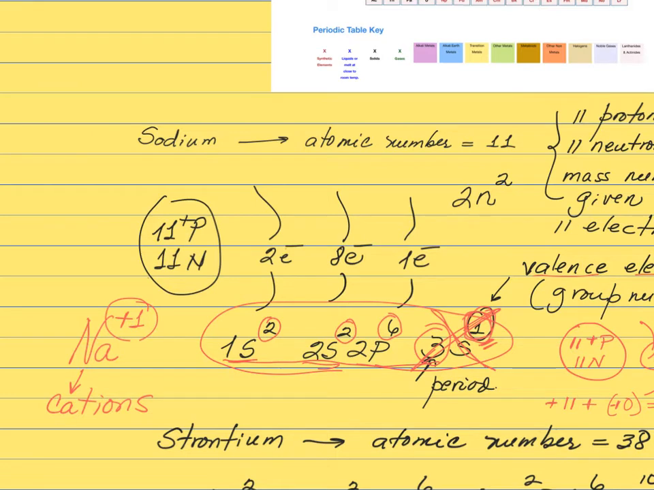That plus 1 that you see on top of the sodium symbol is called the oxidation number. Oxidation number. And remember that I was explaining in the introduction that the oxidation number is the charge after losing or gaining electrons. How many electrons were lost in this example? Only 1, so 1 less, plus 1.